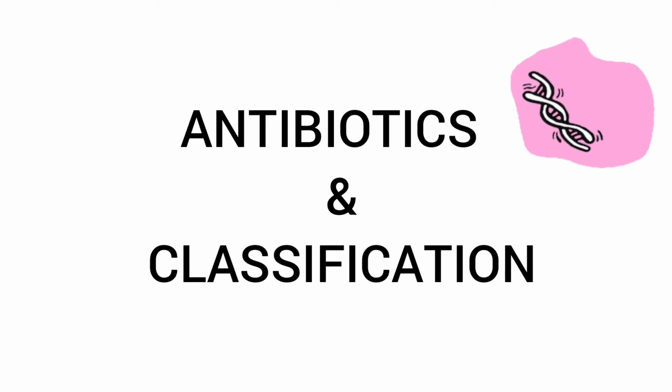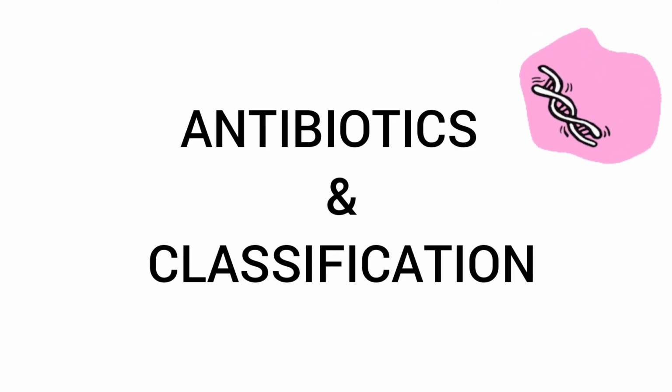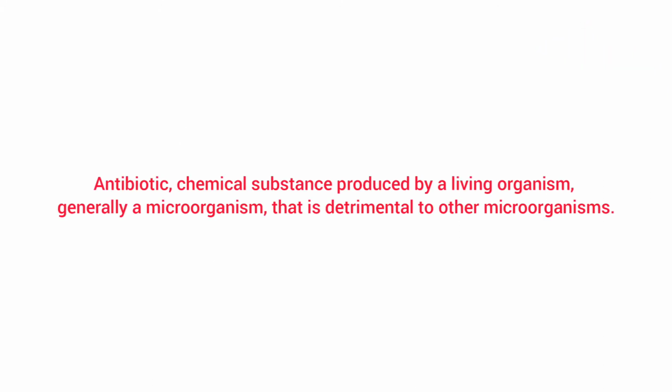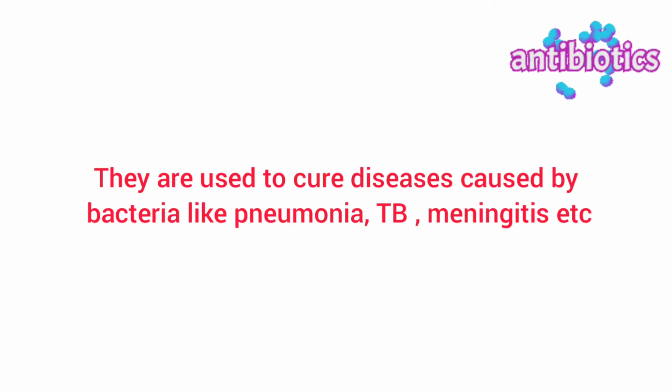In this video, we'll discuss antibiotics and their classification. An antibiotic is a chemical substance produced by a living organism, generally a microorganism, that is detrimental to other microorganisms. They are used to cure diseases caused by bacteria like pneumonia, tuberculosis, meningitis, etc. Now moving on to the classification.